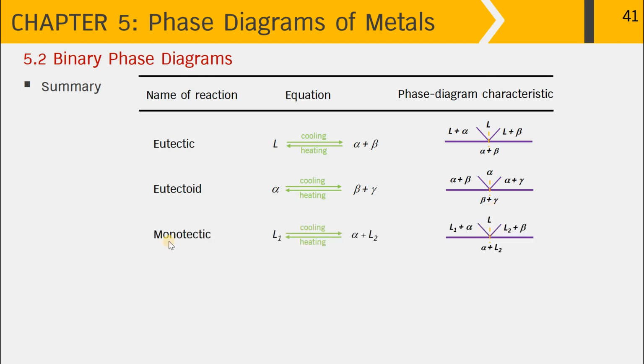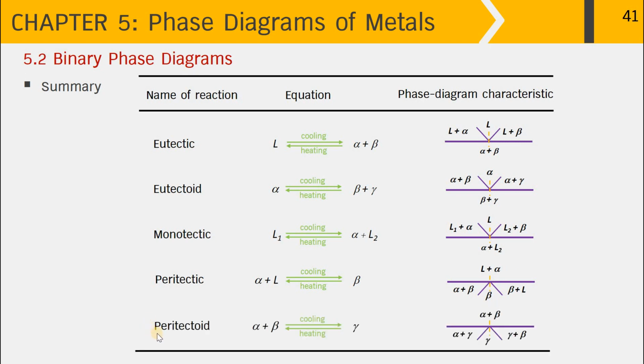The third reaction is the monotectic reaction, in which liquid 1 transforms into alpha plus liquid 2. And the phase diagram characteristic is over here: the first liquid transforms into alpha and liquid 2 in the monotectic reaction. The fourth one is the peritectic reaction, in which alpha plus liquid transforms into one solid phase, which is the beta phase. And now the phase diagram characteristic looks different, with the liquid plus alpha transforming into the beta phase upon experiencing the peritectic transformation.